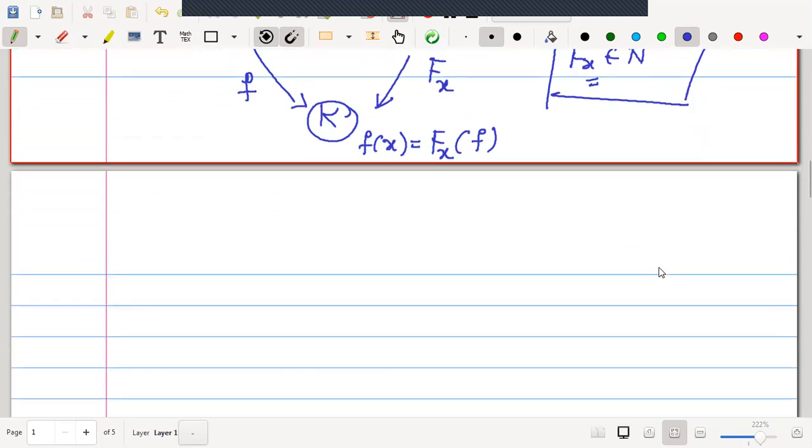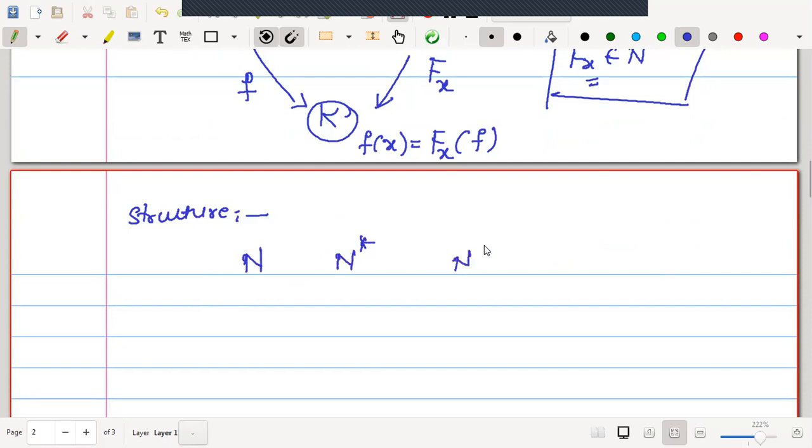Let us try to understand the structure now. What is the structure? The structure tells us that if I start with N, N star and N double star, then what is the nature of the elements? Here it is a vector x in N. Here small f is the symbol we will use for functionals in N star, and here we will use capital F with suffix x. The suffix x is very important because that functional depends totally on the vector x we started with.